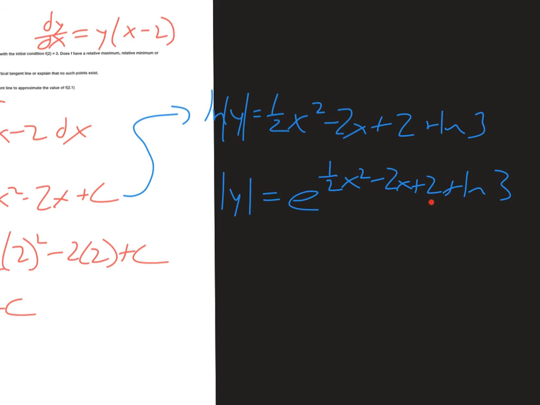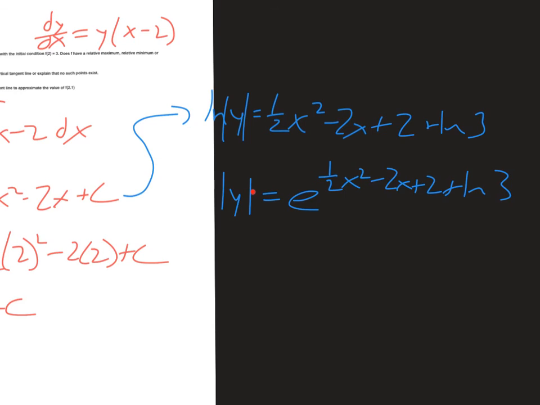Okay, but I do have to figure out, do I want the positive or the negative version of this? And the way that we figure that out again is if I plug in 2 for x, I need to get a positive 3 out. So if I plug in 2 for x, this is going to be 2 squared is 4, half of that is 2. Minus 2 times 2 is negative 4 plus a positive 2. That's all 0. So I just get e to the ln of 3. E and the ln cancel out, leaving me with 3.